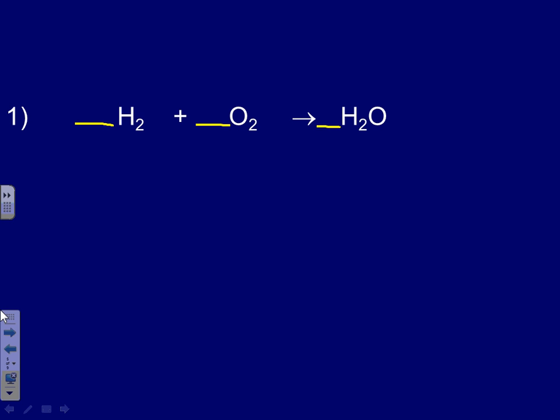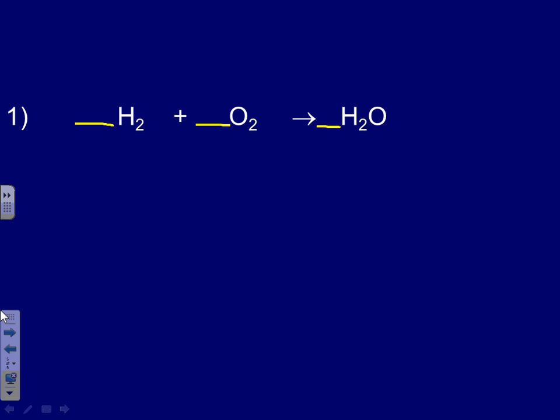And what we have to do is manipulate these numbers so that all of the H's on the left is equal to the H's on the right, and all of the O's on the left is equal to the O's on the right. Now, when I look at this, I might look at the H's and say, well, how many H's do I have here on the left? How many H's are there?